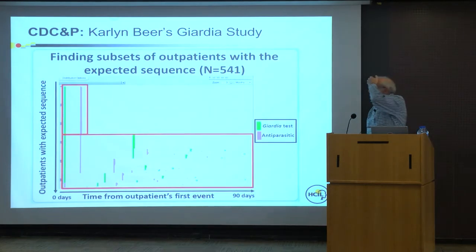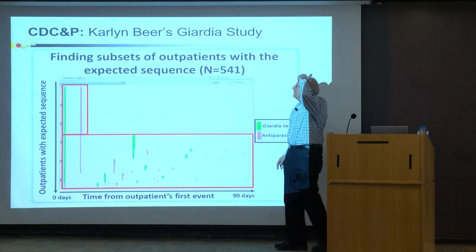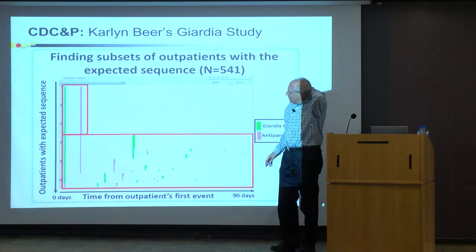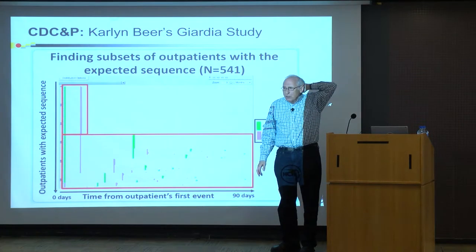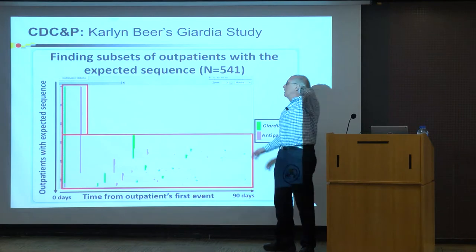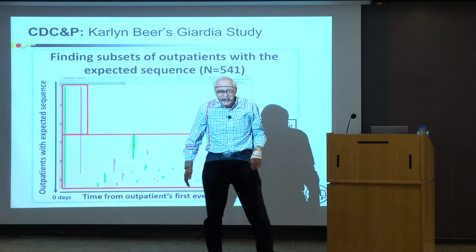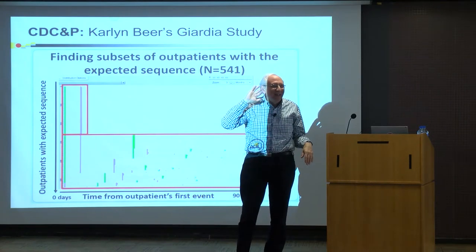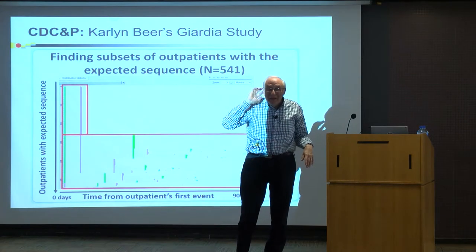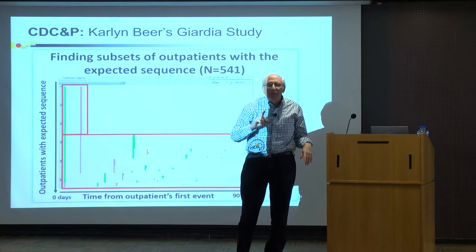This was another wonderful success story by others. Carolyn Beer is a researcher at CDC, Center for Disease Control and Prevention in Atlanta. She was studying Giardia. Anybody know about Giardia? Yes! Giardia is caused by a? Drinking water, but what is in the drinking water?